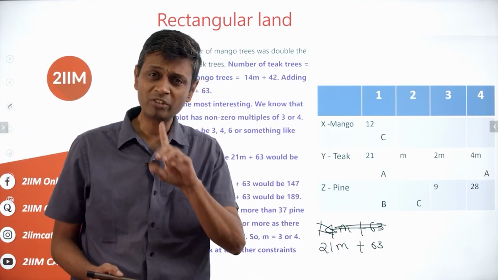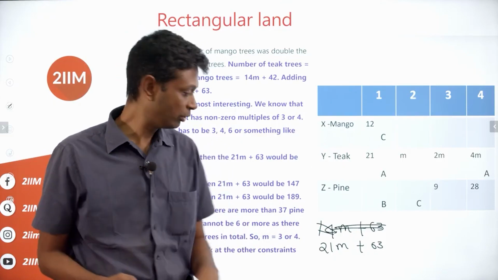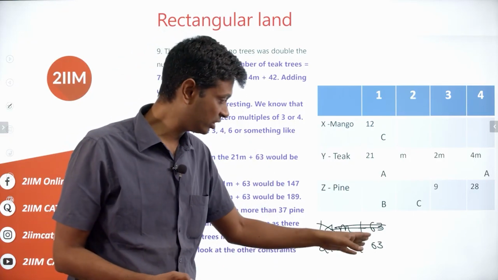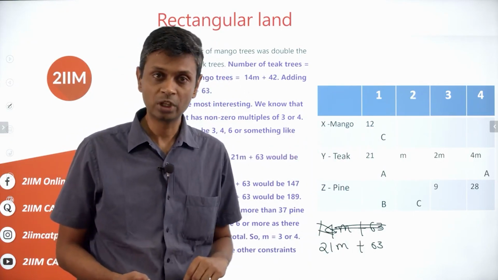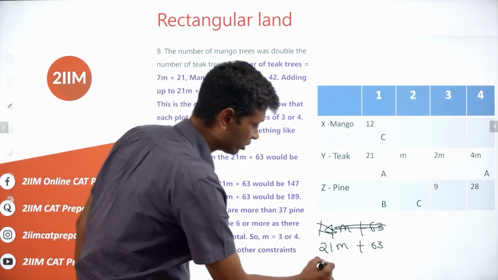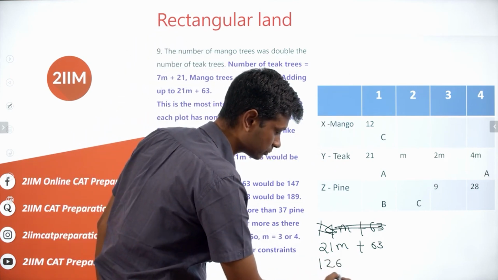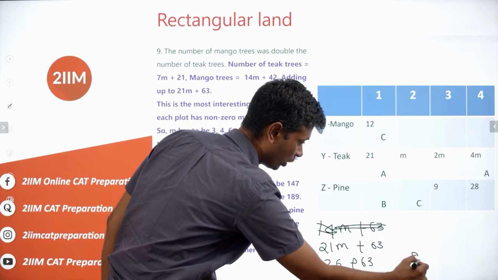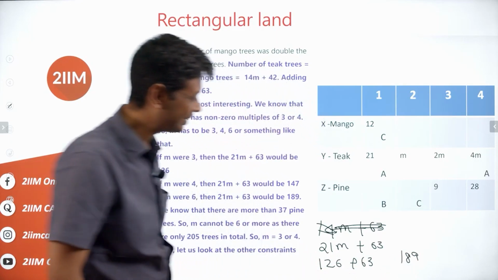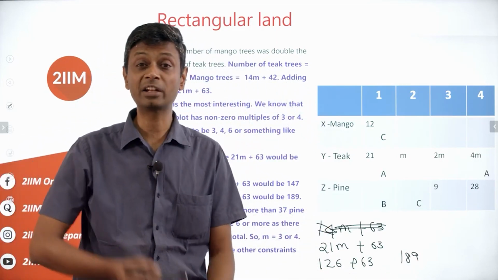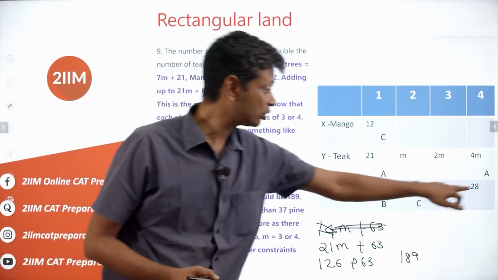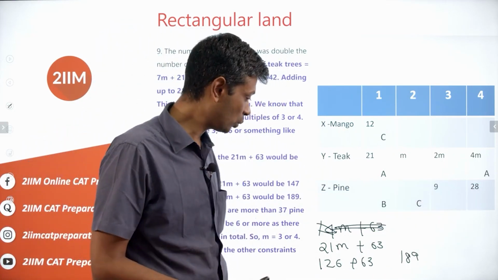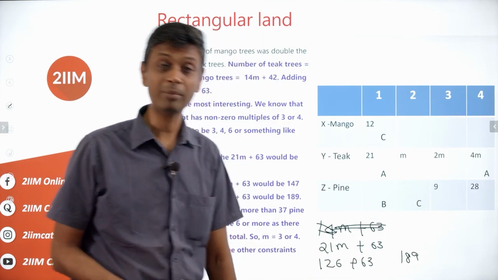Straight away, I am sensing that M cannot be large. If you put M as 8, 21 into 8 is 168. You add a 63 to it, it will go greater than 205. If you put M as 6, 21 into 6 is 126 plus 63. This will take us to 189. We'll have only 16 more trees remaining, but these two add up to 37. So that's not possible. And so if you can't put M as 6, M has to be 3 or 4.